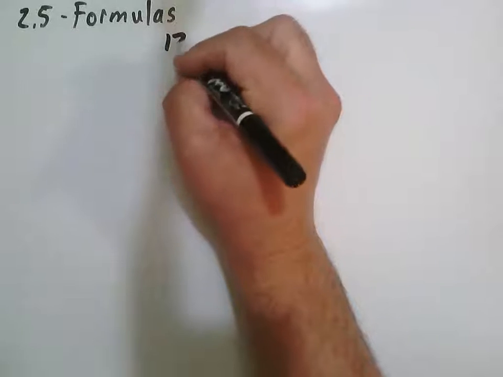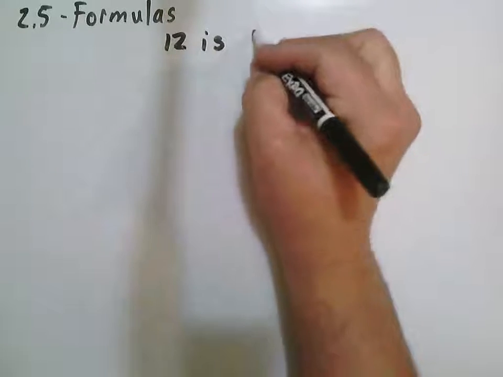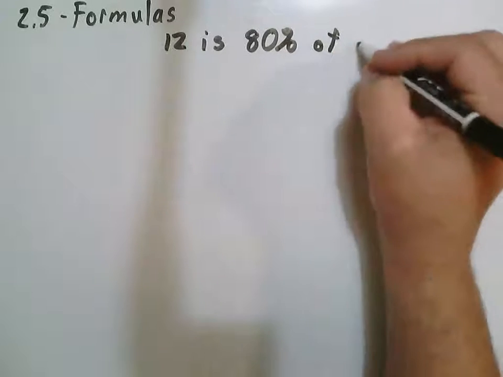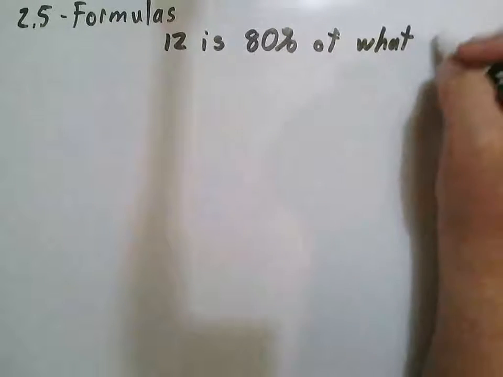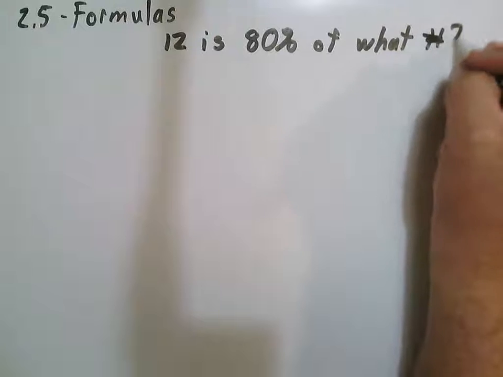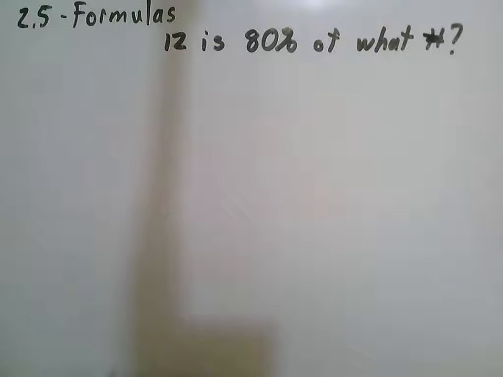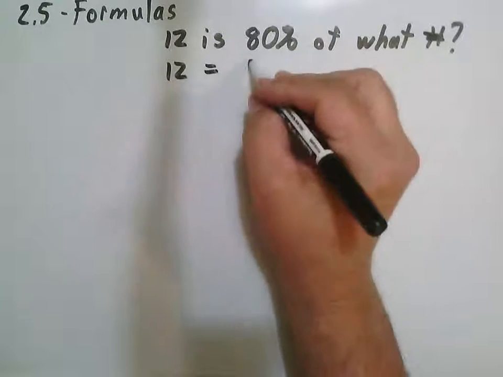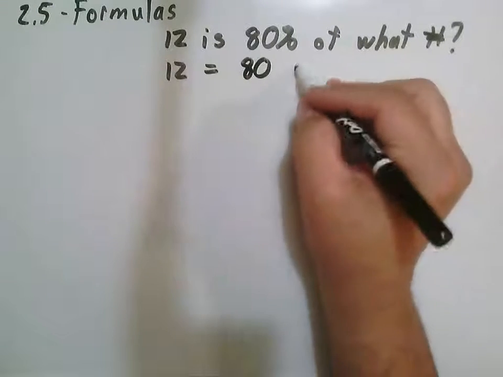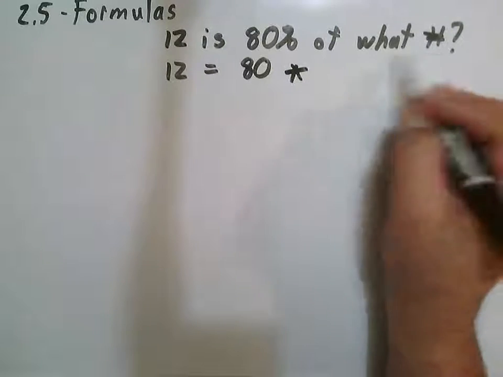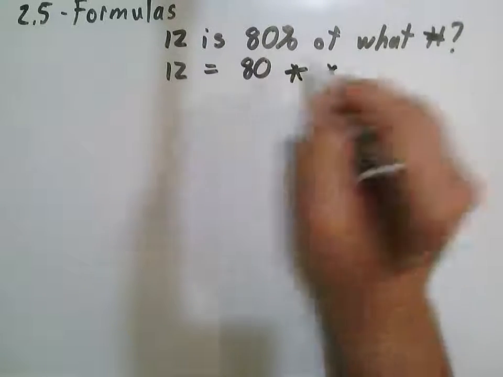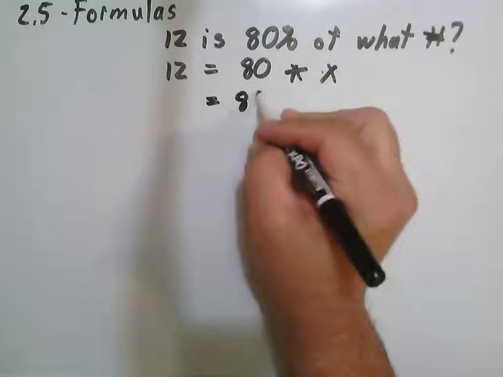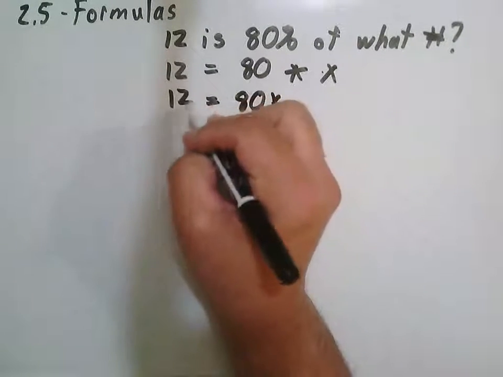So if it says that 12 is 80% of what number? I'm just going to abbreviate number here. So once again, the process is going to be the same. My 12 is going to come down. Is is my equal sign. 80 of is telling me to multiply. And my x is going to be what number? And remember, I can multiply any two numbers or any two items together. They don't have to be the same thing. That's going to be 80x is equal to 12.